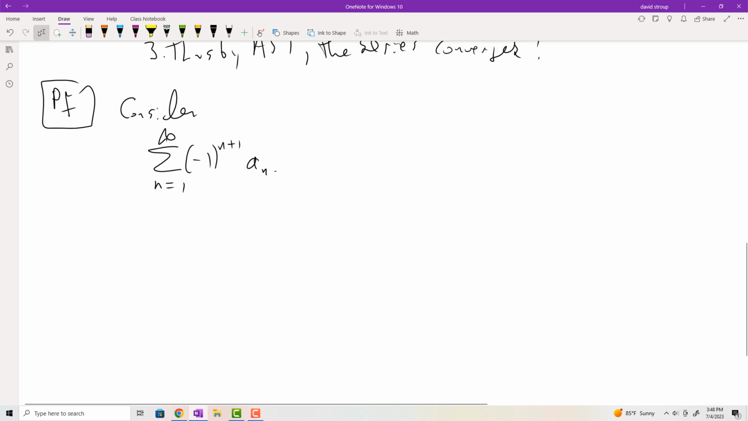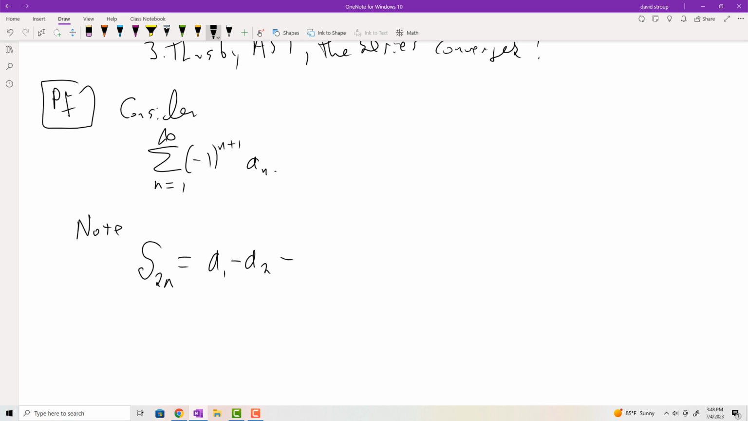But consider this series such that we have the first term positive, the second term negative. So note the even summation, the S sub 2n. What is S sub 2n? That's the sum of the first 2n terms, okay? All right, so I have a sub 1 minus a sub 2 plus a sub 3 minus a sub 4 plus and so on, plus a sub 2n minus 1 minus a sub 2n.